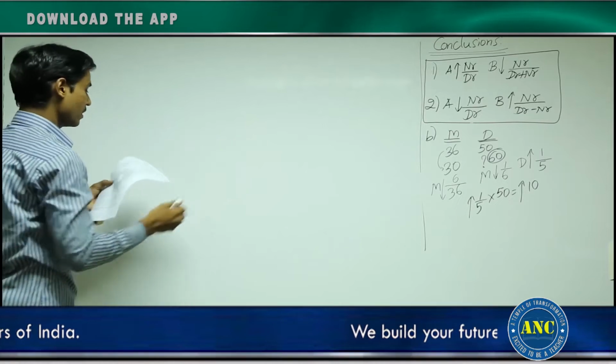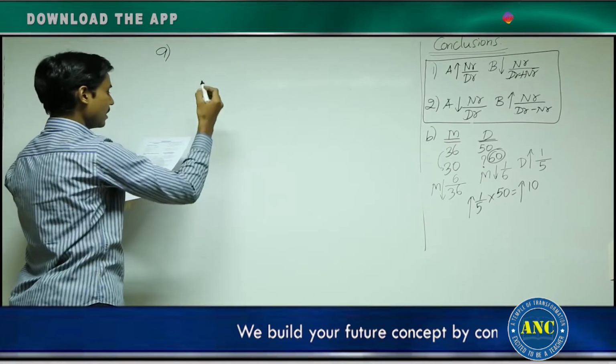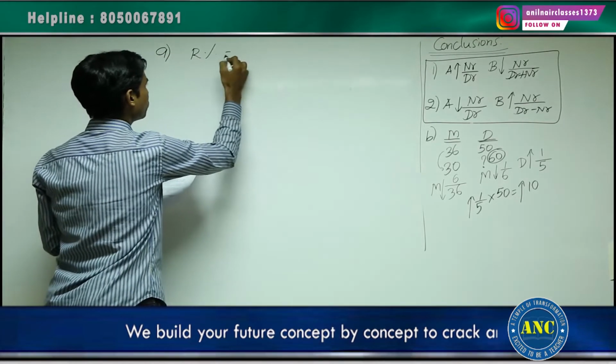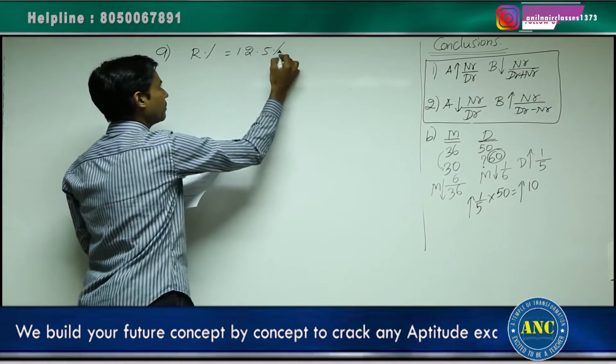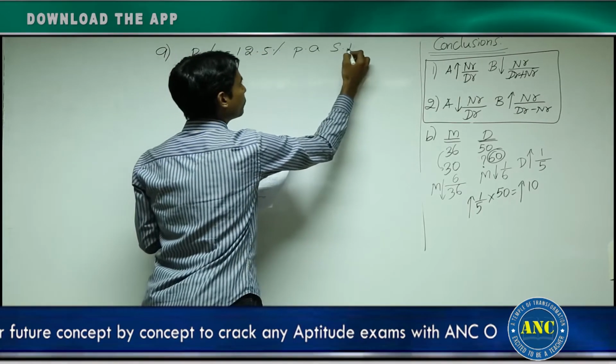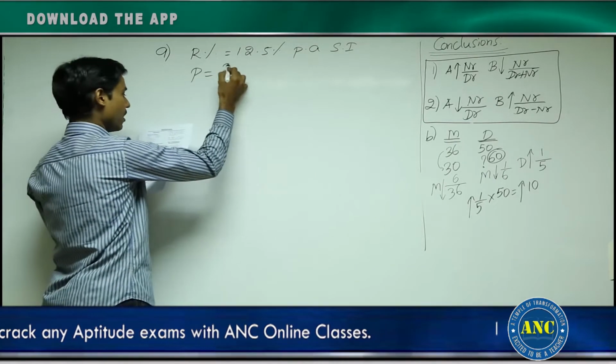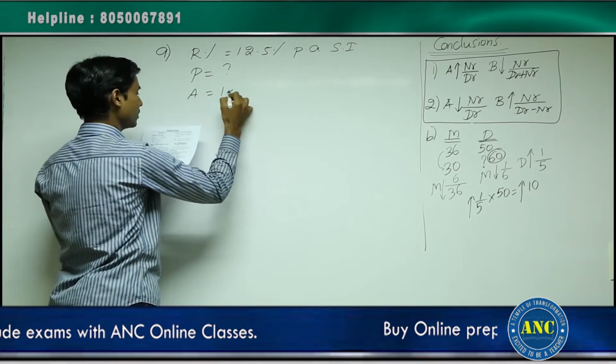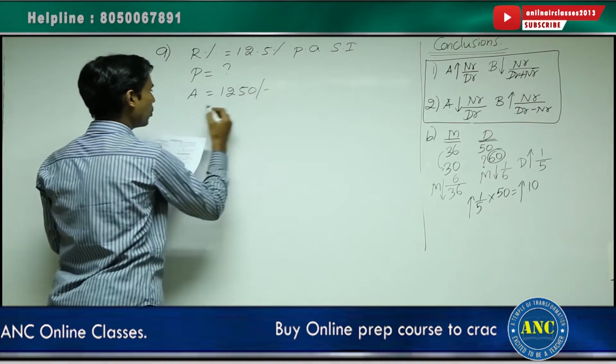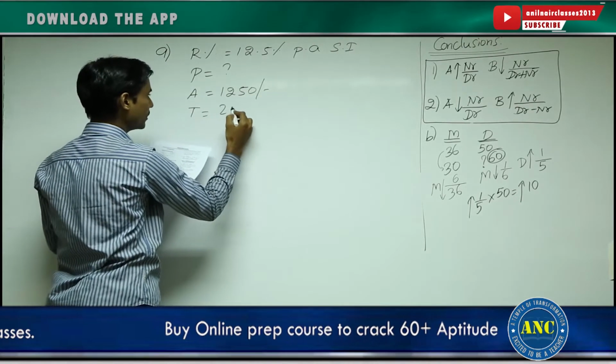Question 9. Rate of interest is 12.5% per annum simple interest. It is given as 12.5% per annum simple interest. What is the principal if the amount obtained after 2 years is 1250? The amount obtained after 2 years is 1250.